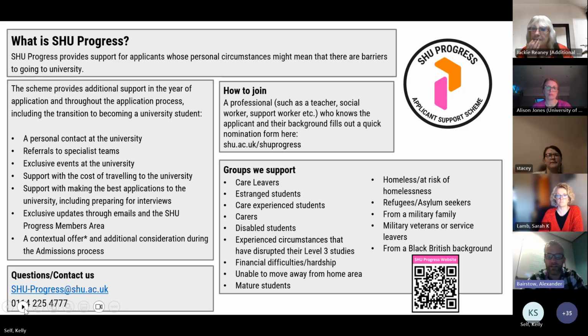So if you've got a university in mind, and if one of those is Sheffield Hallam University, you can go onto their website, or you can email them or contact that named point of contact, and they will be able to talk you through the process for applying to that scheme, and all the additional help that they can provide you through that journey. Thanks, Kelly.